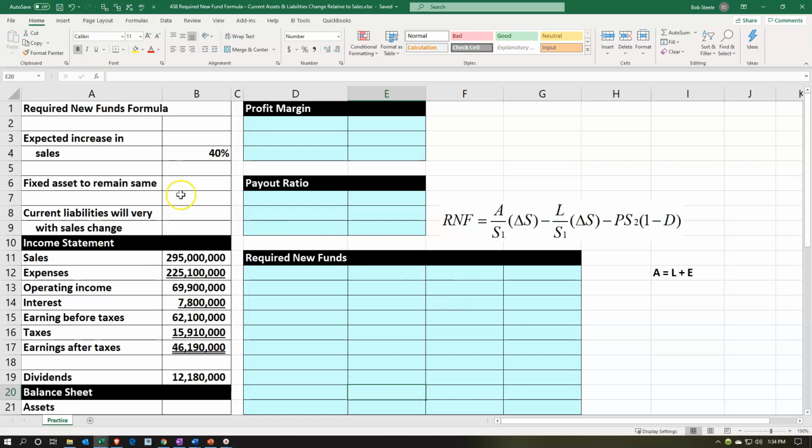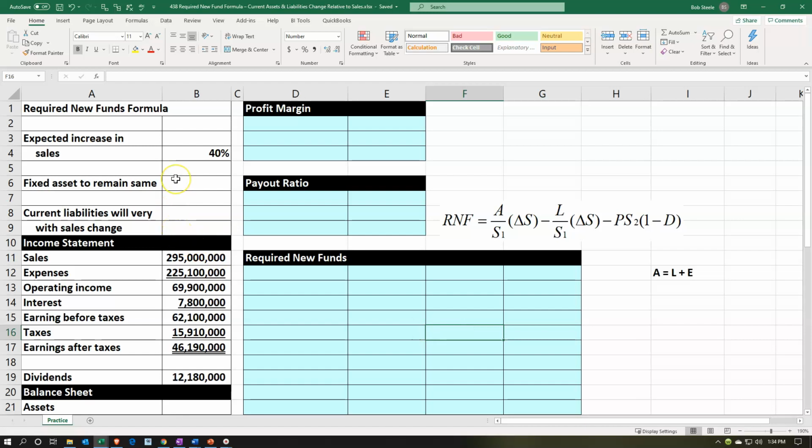Here we are in Excel. We have our information on the left-hand side. We're going to put that into the blue area in our worksheets on the right-hand side, focusing in on this formula. We're going to be breaking this formula out into its components as we populate the worksheet down below. So let's take a look at our information on the left first.